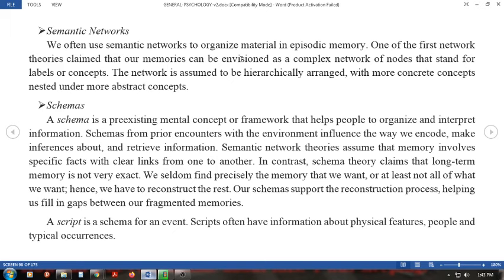So that's the schema right there. And then we have the script, muna siya sa script. Under sa schema, scripts have information about physical features, people, and typical occurrences. How you behave, how you should behave, according to a certain event or certain occurrence.